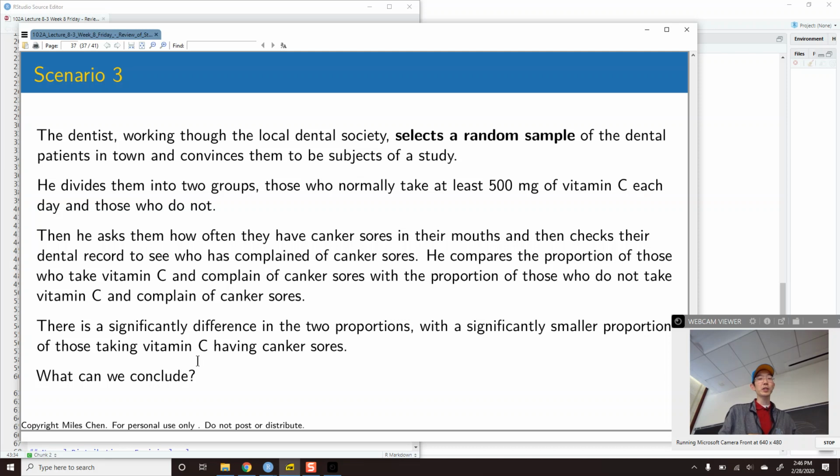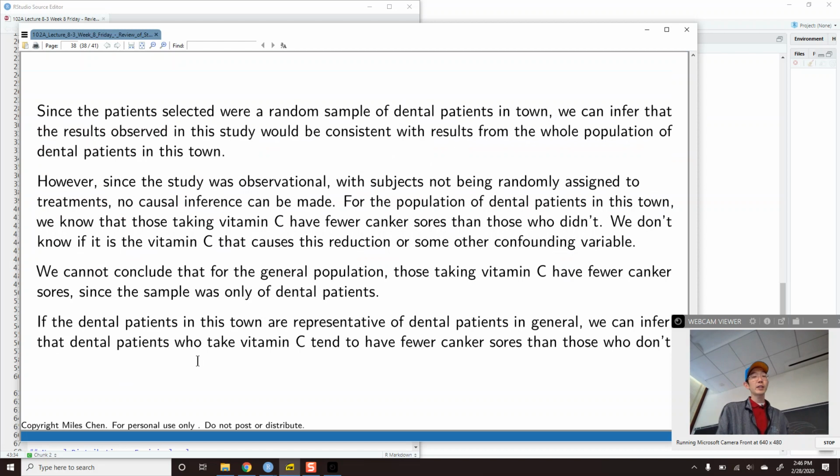Okay, on the flip side here, we take a random sample, okay? So we take a random sample of dental patients. We don't do random assignment. And so the conclusion here is that because it's a random sample, we can infer that the results that we obtain here will generalize to the general population. In this case, the general population would be all dental patients, right? Because we're getting a random sample of dental patients, we can only generalize to dental patients overall, okay? But because it's observational, we cannot make cause and effect conclusions, okay?